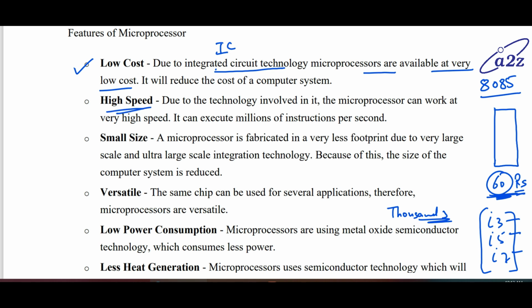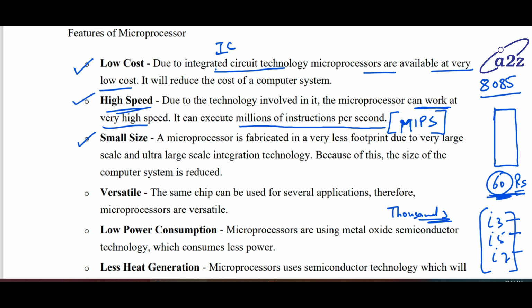Next is high speed. The processor processes at very high speed. Processes means work. A microprocessor can work at very high speed, meaning millions of instructions per second, and this is known as MIPS, millions of instructions per second.